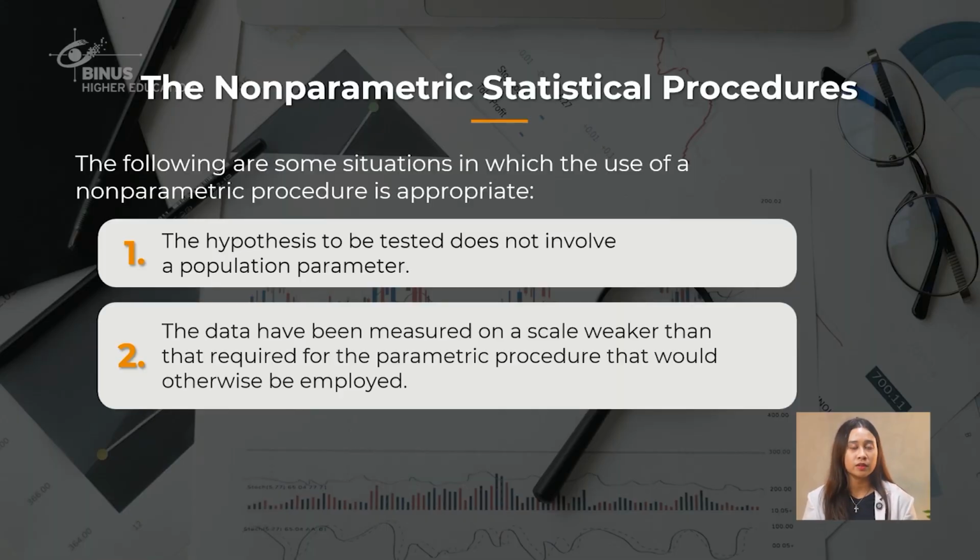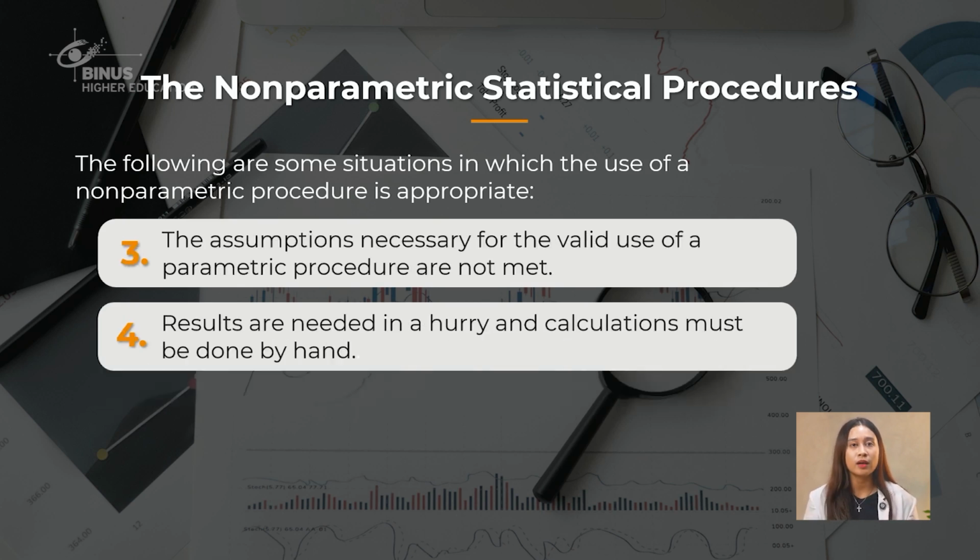The non-parametric statistical procedures consist of four steps. The first one is that the hypothesis to be tested does not involve a population parameter. The second is that the data have been measured on a scale weaker than the required data for the parametric procedure that would otherwise be employed. The third is that the assumptions necessary for the valid use of a parametric procedure are not met. The fourth is that results are needed in a hurry and the calculation must be done by hand.